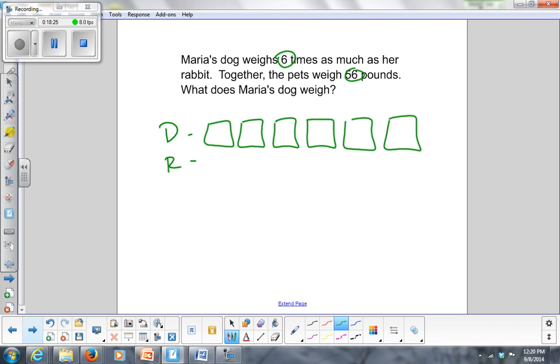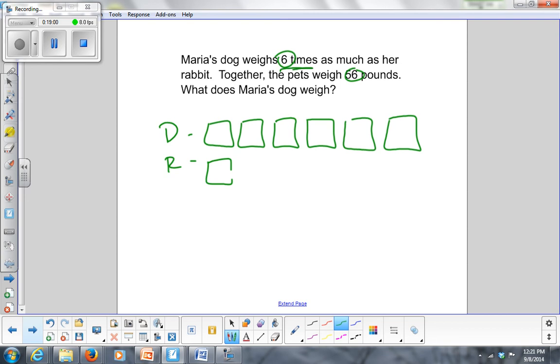How many boxes is rabbit going to have? 1 box, right? Why do I know that? Maricela? Because we don't know how many pounds the rabbit weighs. Okay, but how come the dog has 6 and the rabbit only has 1? Because the dog shows how many pounds it is, and the rabbit doesn't. It doesn't tell me how much the dog weighs. It does tell me some information, but that's not it.